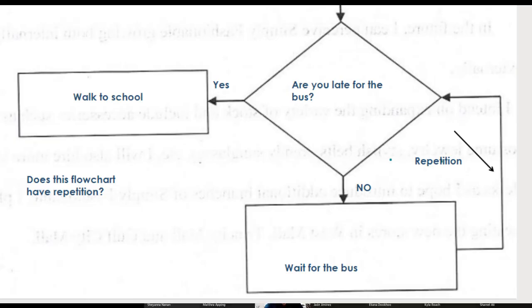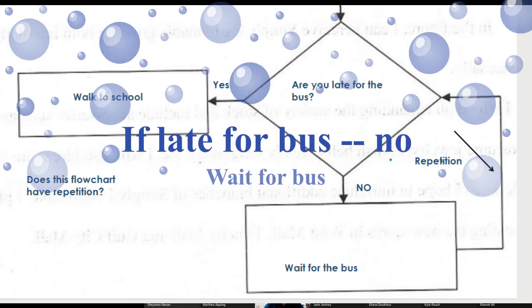I worked it out on the other one for you. So it should be: are you late for the bus? Yes, then you'll need to walk to school. No, wait for the bus. But notice something. If I'm late for the bus, I wait for the bus. And then look at the arrow. I'm going back up to check. Am I late for the bus? No, it doesn't look so. I continue to wait for the bus.